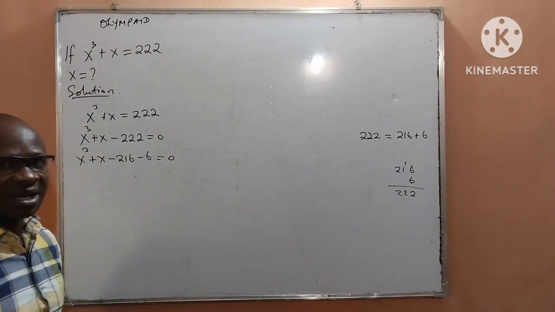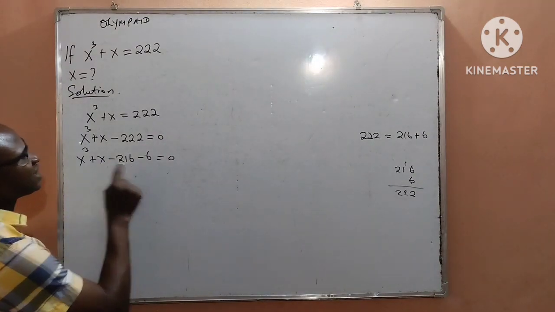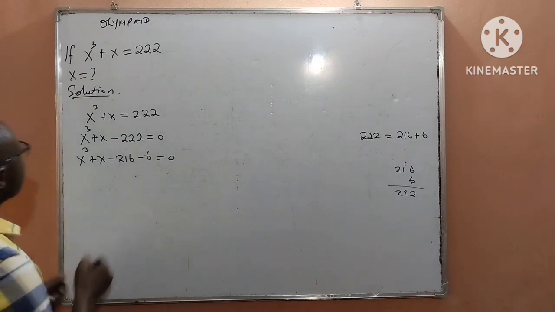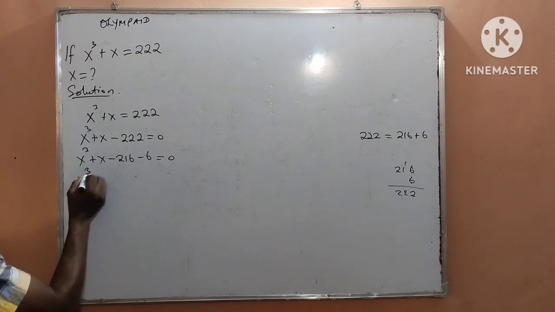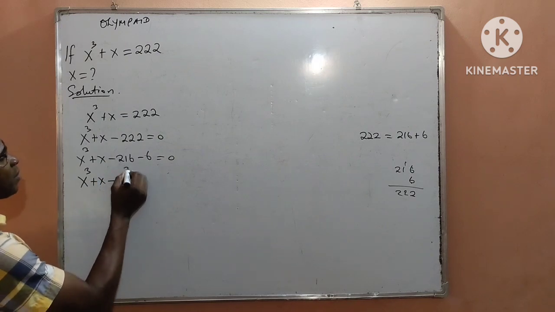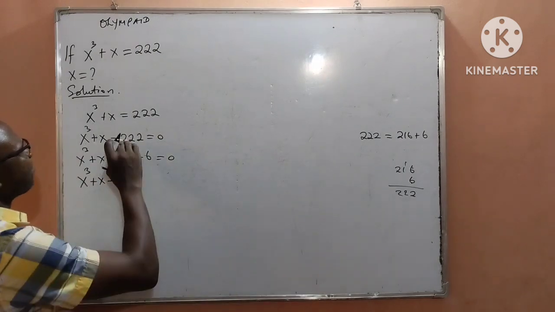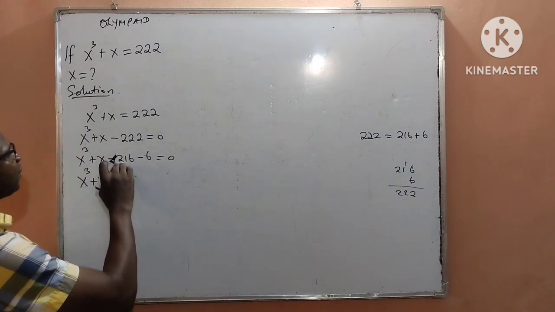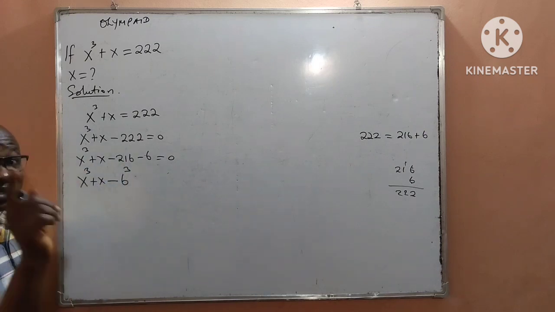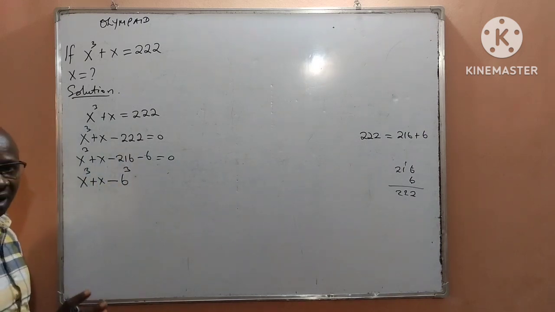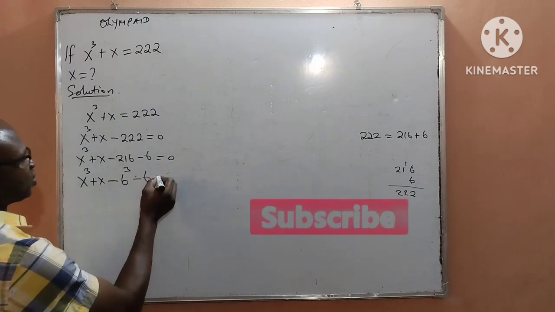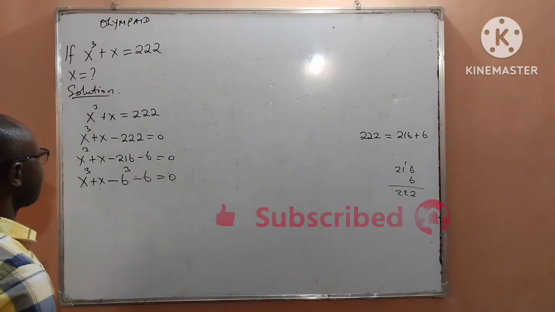The reason why I did that is because from 216, I can get a number to the power of 3, and that number is 6. So I will write it as x raised to the power 3 plus x, then minus 6 raised to the power 3. That is the reason why I made 222 to be in the form of 216 and 6, so that I can get 6 raised to the power 3, since I have x raised to the power 3 here. Okay? Then minus 6 is equal to 0. It is moving in order.